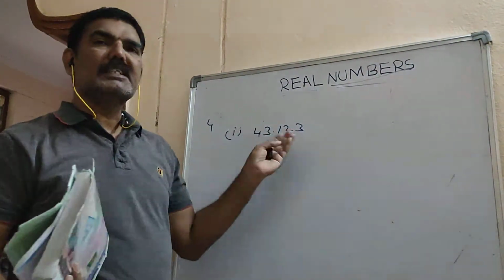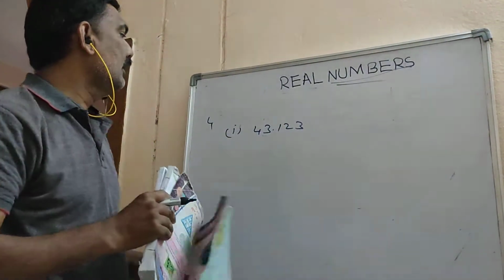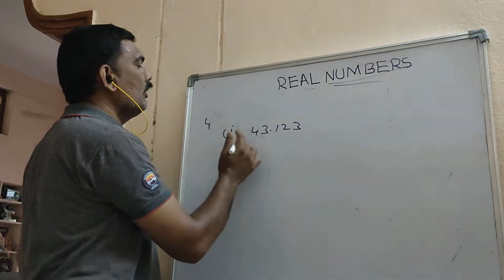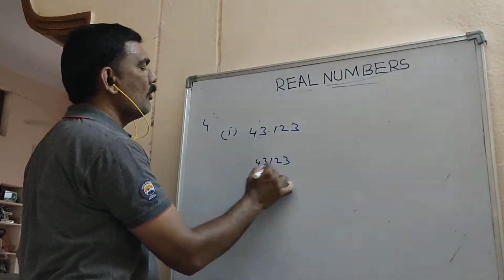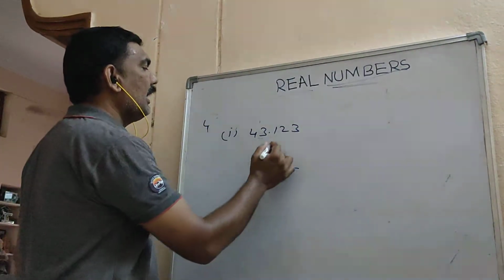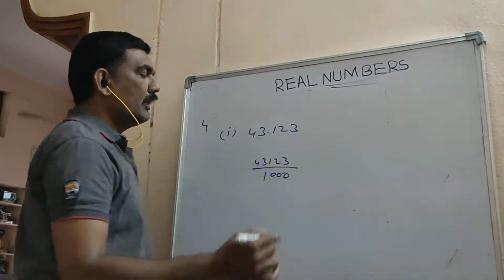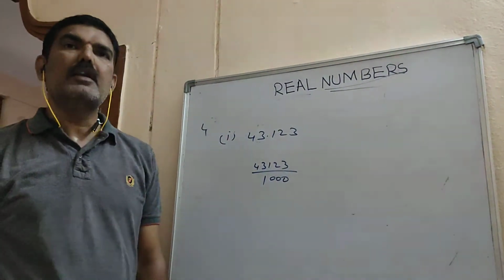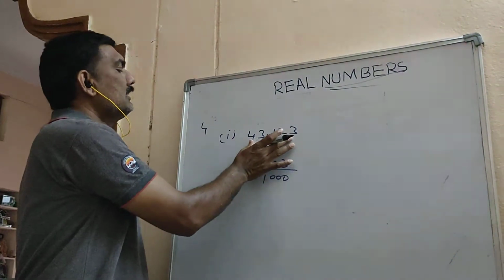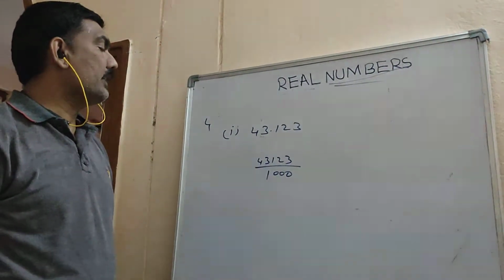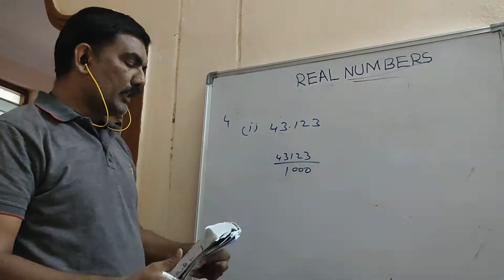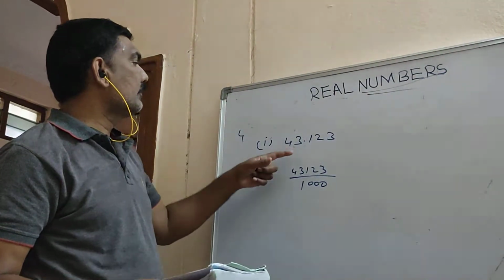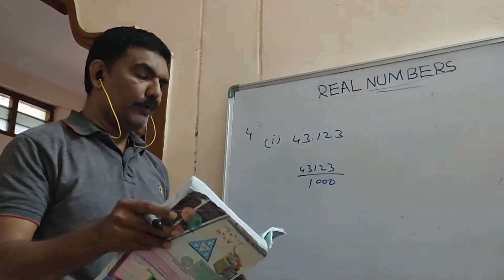All the terminating decimals can be written in the form of p by q. How? After the point, if you count, 3 digits are there. So remove the point, write it as it is in the numerator, and write 1000 in the denominator. Being 3 digits after the point, 3 zeros and 1 should be in the denominator. Now I converted this into fractional form. The question itself asks to write in p by q form.